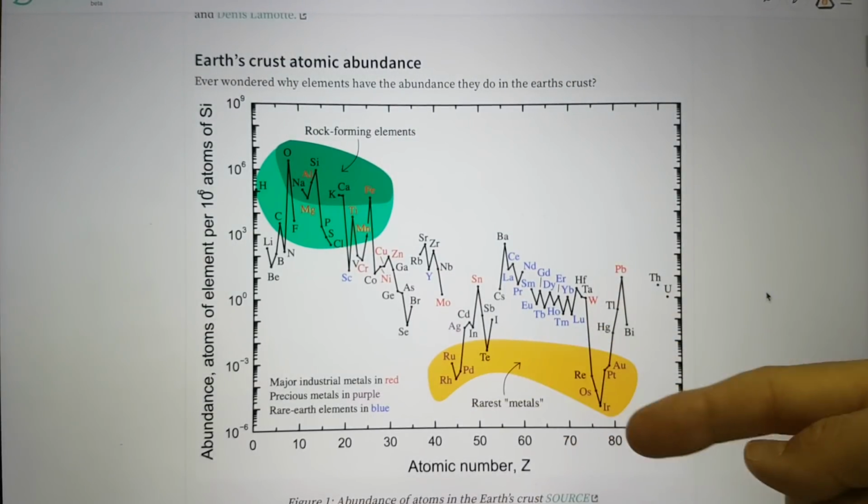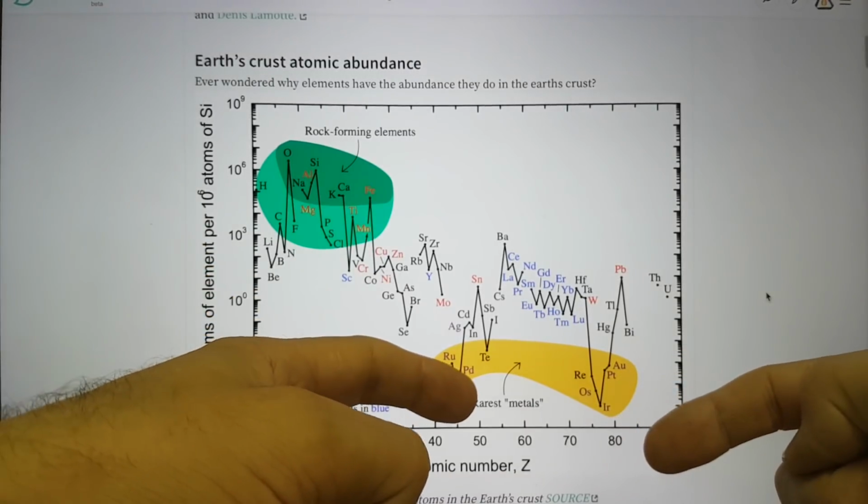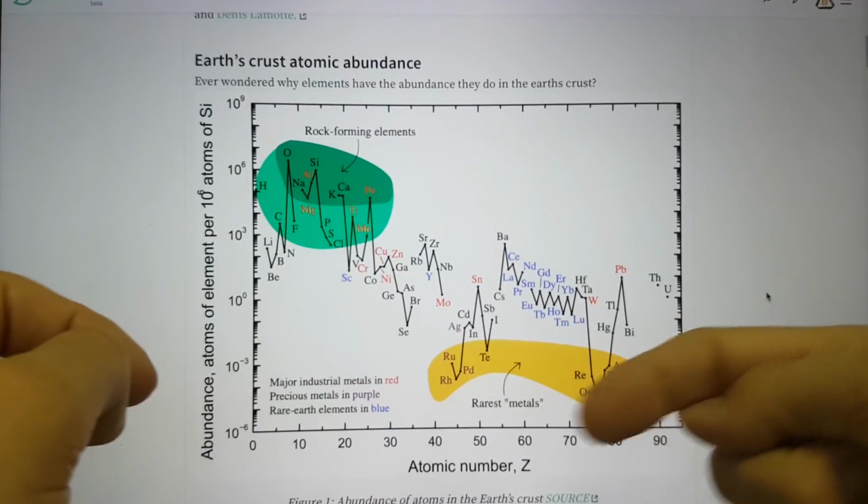Then down here you've got the super rare ones like your osmium here, and your gold, and your platinum, iridium, rhodium, palladium, ruthenium, tellurium.